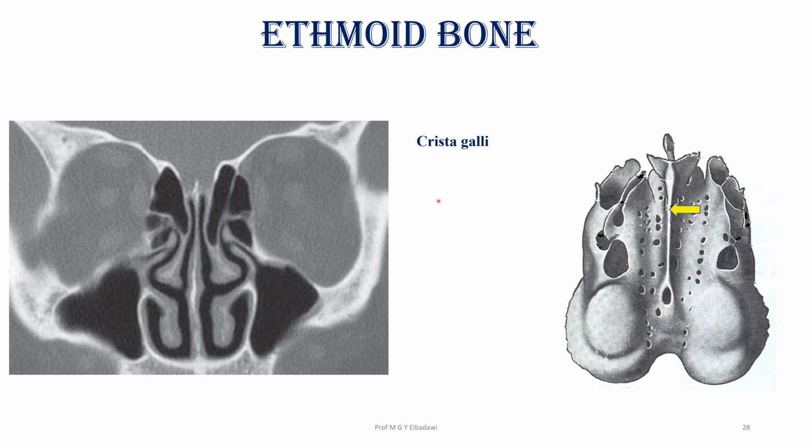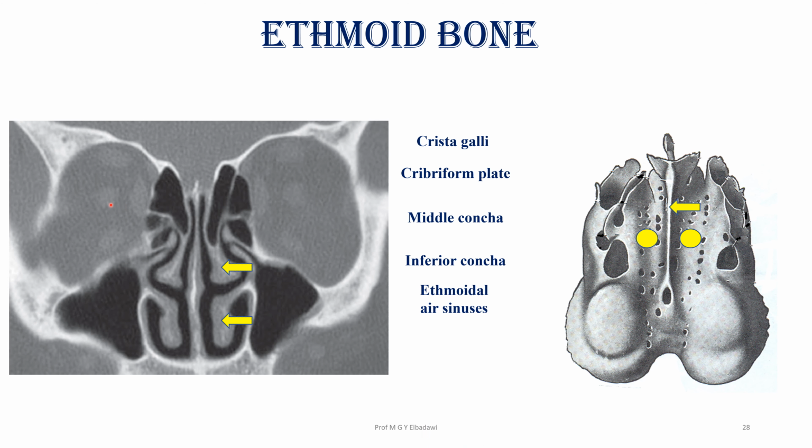So that's the crista galli here, and on the other side, the cribriform plate of the ethmoid is seen very well here on each side of the crista galli. And the middle concha is here, and the inferior concha is here. And these are the ethmoidal air sinuses, here and here. Then the nasal septum can be seen in the X-ray very clearly, and the two lateral masses or labyrinths on the skeleton on the right side here.